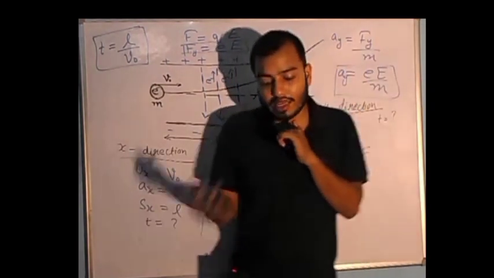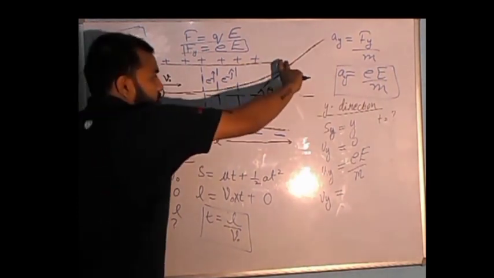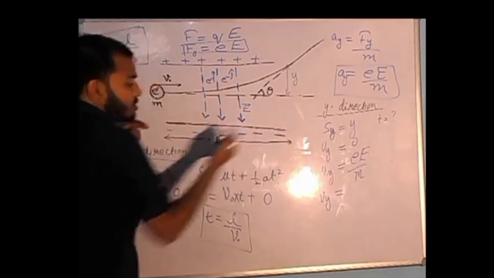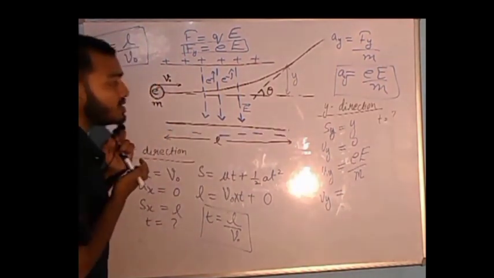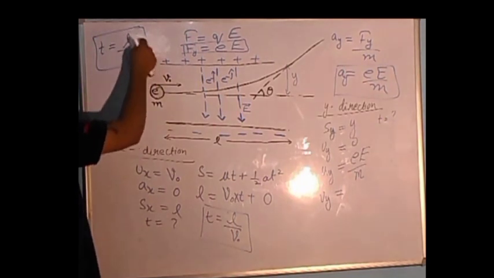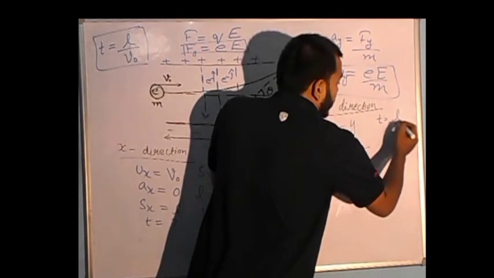Now the second part is very simple, because the time taken by the electron to cover this vertical distance is exactly equal to the time taken to cover this horizontal distance. What is the horizontal distance? L, and it is covered in the time period of L divided by V naught. So this is the time it takes to cover the vertical distance y.